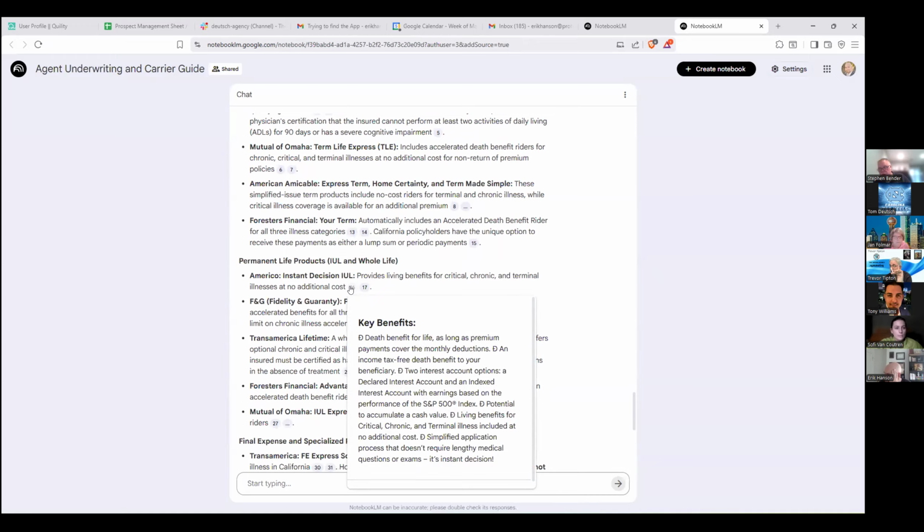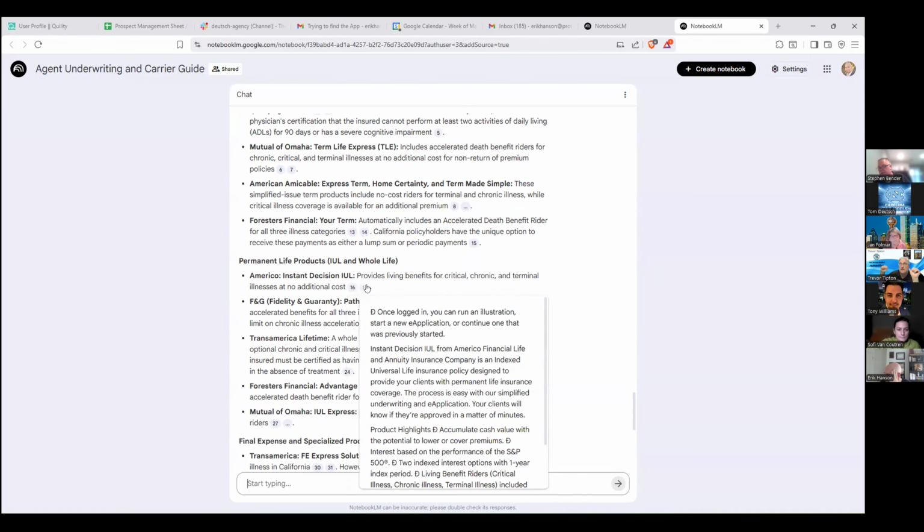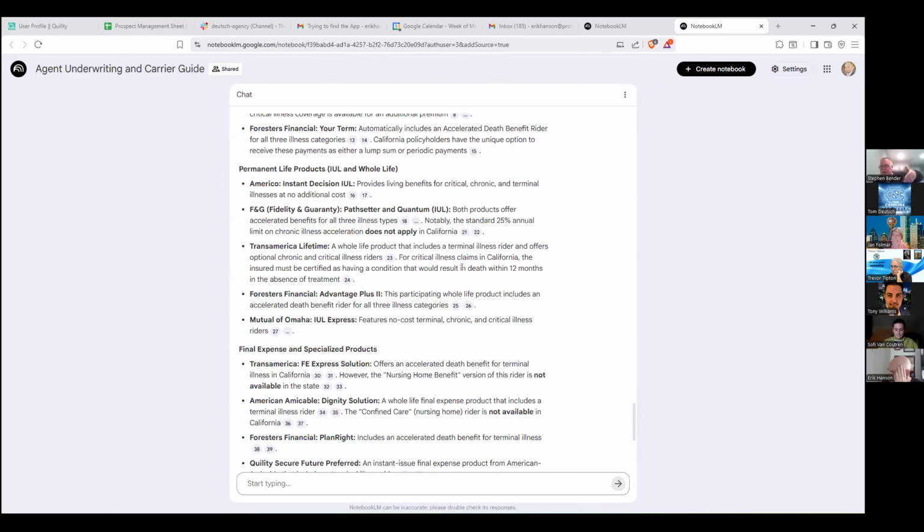Right. So understand it has potential, but with Americo, all it has is the advanced rider. So you've got to look at what it has, because it's saying, hey, it has some of it, but it doesn't have all of it. Because Americo's IUL doesn't have the chronic and the critical.